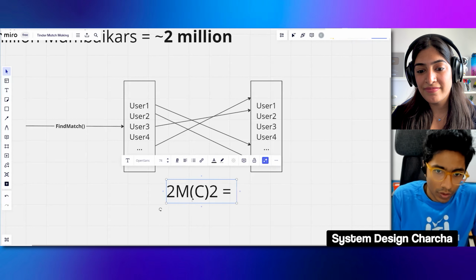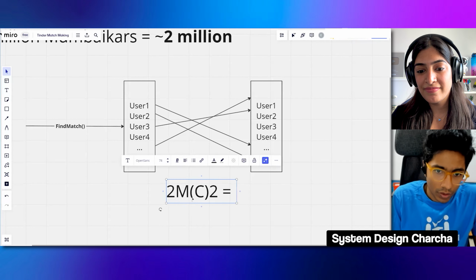So roughly, I think everyone will agree that computing this in real time out of 2 million people is definitely not possible. We will have to do some pre-computations. We'll have to divide people into probably some groups, filter out people, and then make the decision based on that. So let's get started with that discussion. Yeah, in real time, this is impossible.